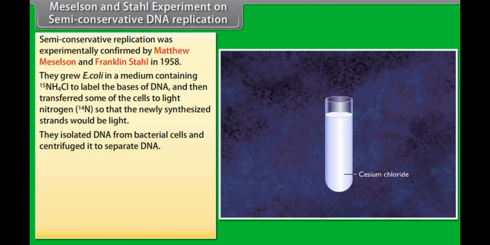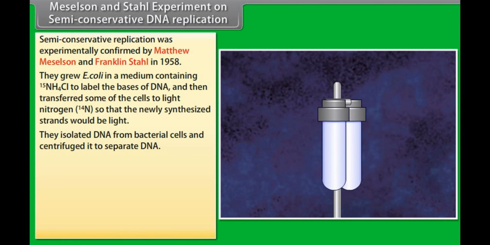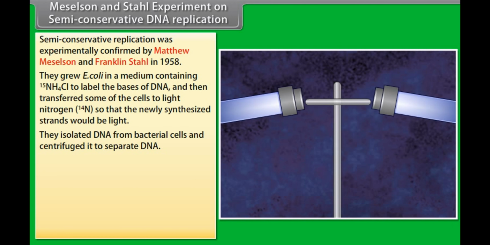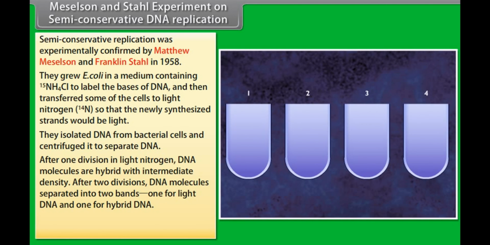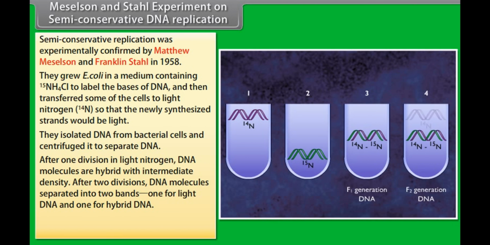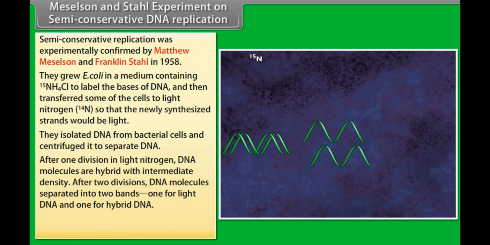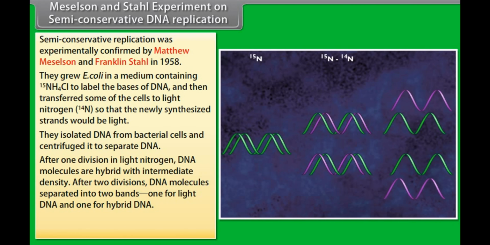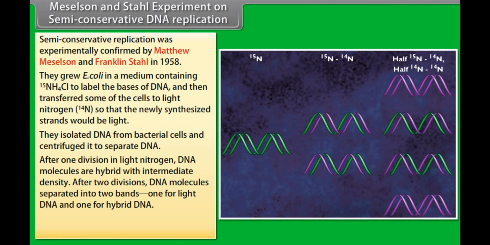They isolated DNA from bacterial cells and centrifuged it to separate DNA. After one division in light nitrogen, DNA molecules are hybrid with intermediate density. After 2 divisions, DNA molecules separated into 2 bands, one for light DNA and one for hybrid DNA. This confirmed that DNA replication is semi-conservative.